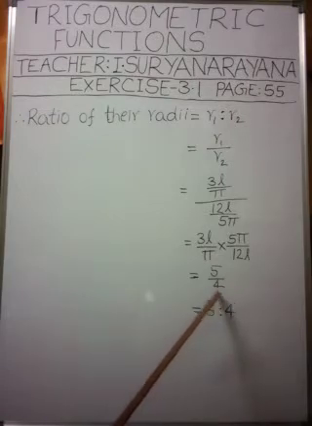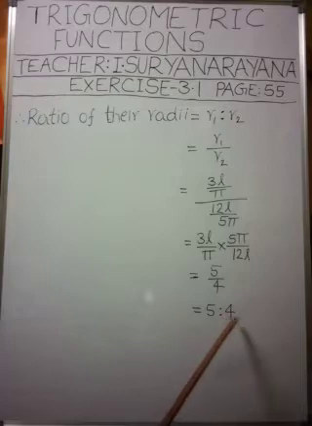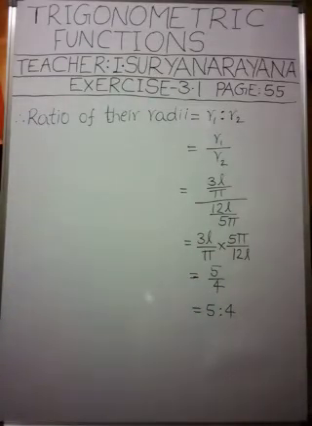Right. Again we are writing this ratio. We write this fraction in the form of a ratio. That is 5 is to 4. Understood, my children? 5 is to 4 is the required ratio. Right.